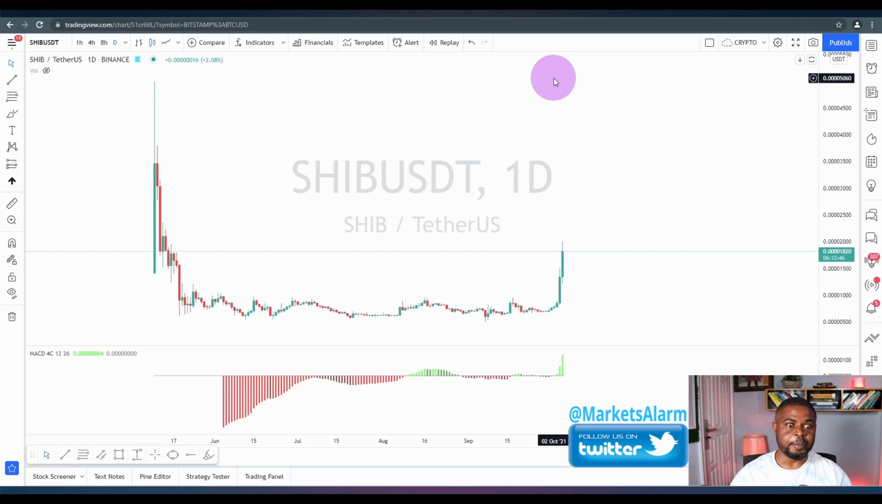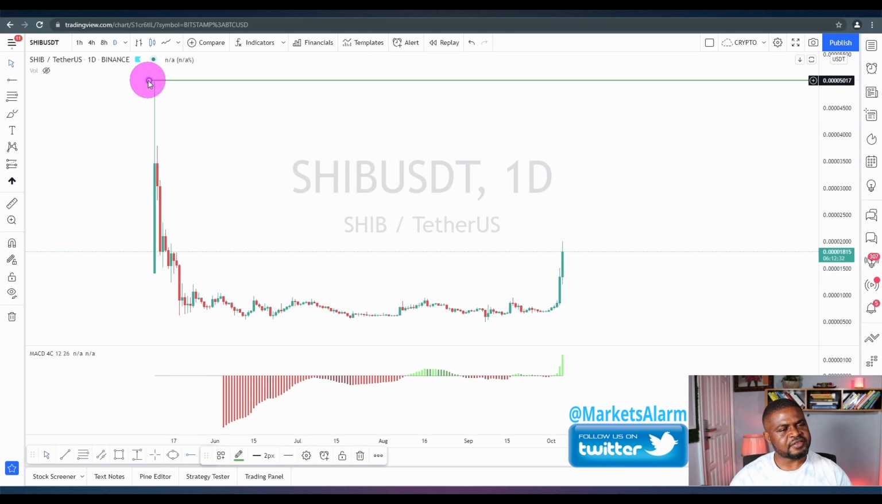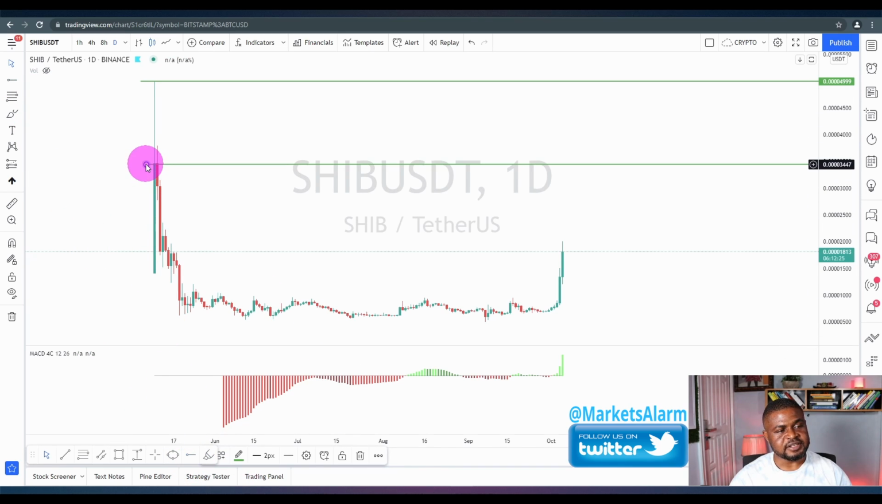And here is a pump of Shiba Inu. Can Shiba Inu test the previous high? There's really not much data for Shiba Inu for us to do some analysis, but here is the previous Shiba Inu high. If you want to take out the manipulation, this is what we call the supply zone, right? That's the point of reaction. The price quickly reacted from this point downward, right?